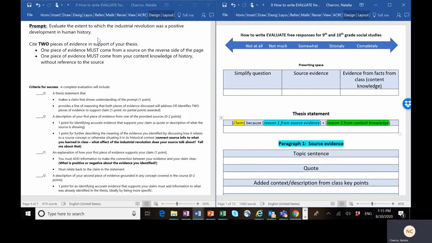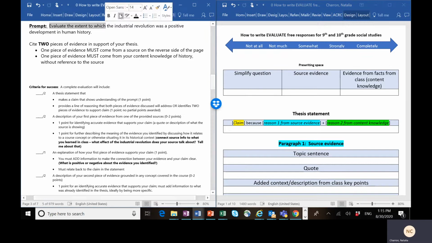The good news is this format will be consistent for the next 2 years of high school if you're just entering as a 9th grader. So once you get used to it, this part requires very little thought. Starting off, evaluate the extent to which up here is a really complicated way of saying judge how much. So judge how much the Industrial Revolution was a positive development in human history, a good thing.